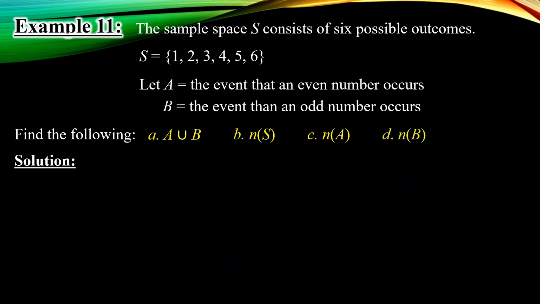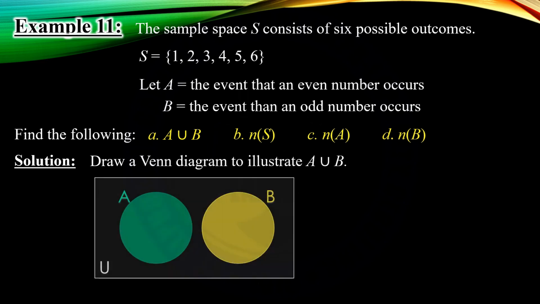Here is the solution. We are going to draw a Venn diagram. Again, set A is the event that an even number occurs, so it would be 2, 4, and 6. And set B is the event that an odd number occurs, so it would be 1, 3, and 5. Notice that sets A and B are disjoint sets or mutually exclusive events because they don't have common outcomes.